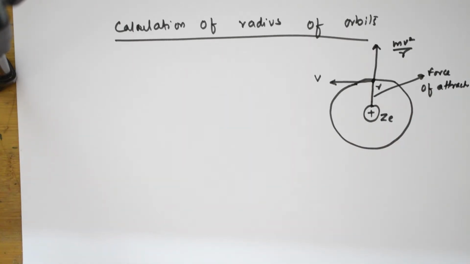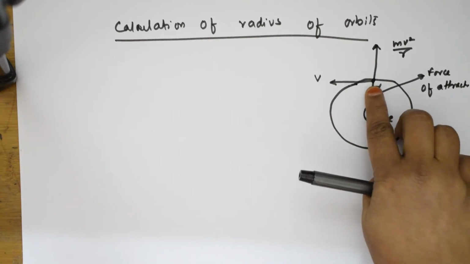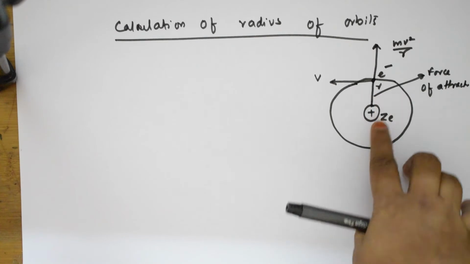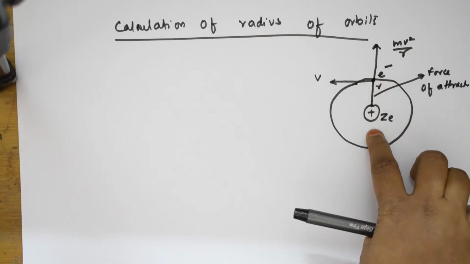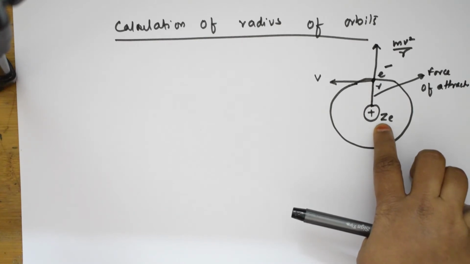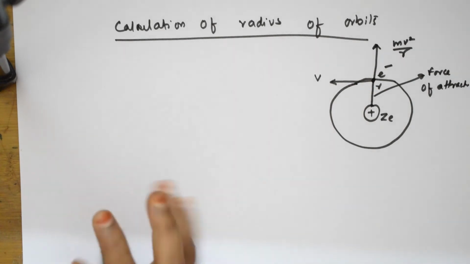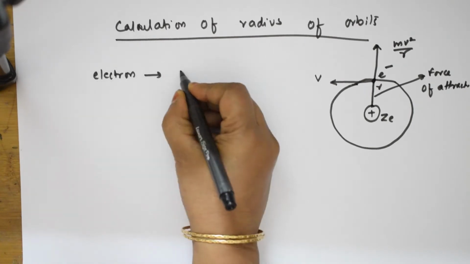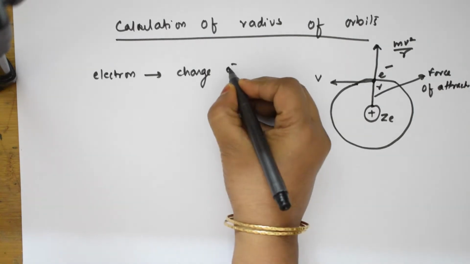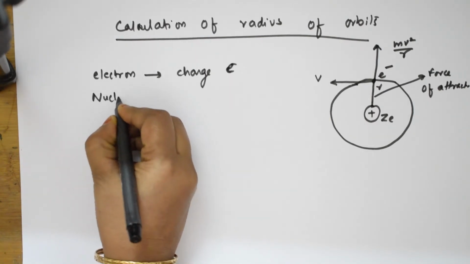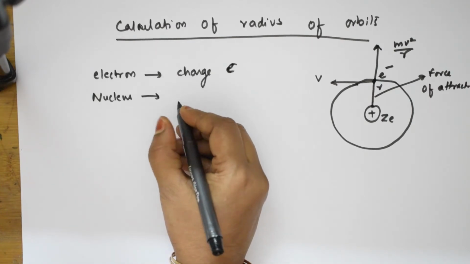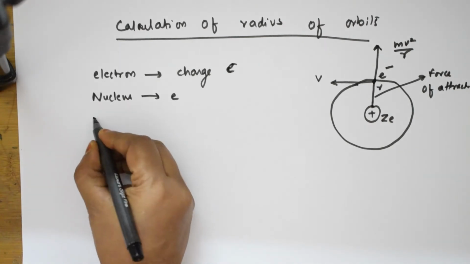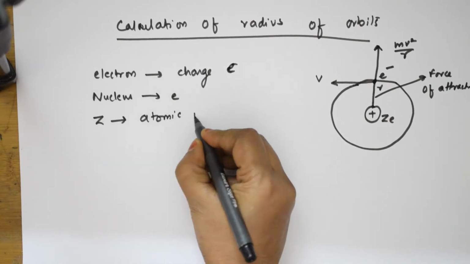So how did he explain the radius of the orbit? First of all, he said consider an electron of charge e. There is one electron of charge e revolving around the nucleus of charge Ze. The charge of the electron is e and the charge of the nucleus is Ze. Now what is Z? Z is basically the atomic number of the particular element, and e is the charge of a proton. In the nucleus you have a proton, that is small e. Z is the atomic number.